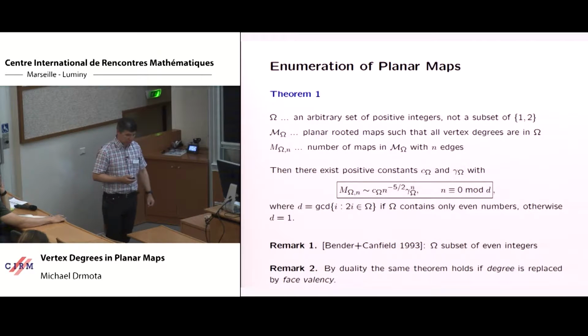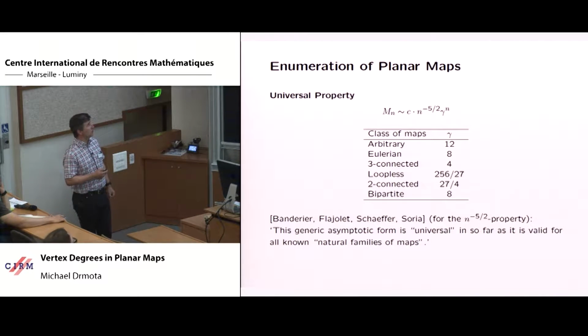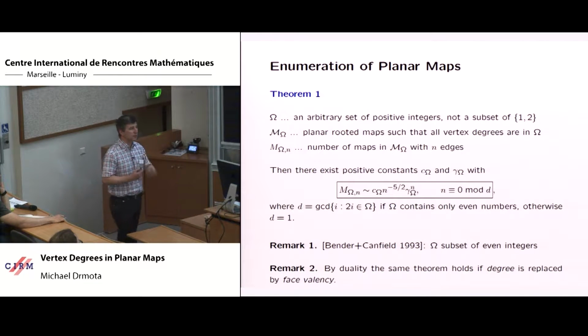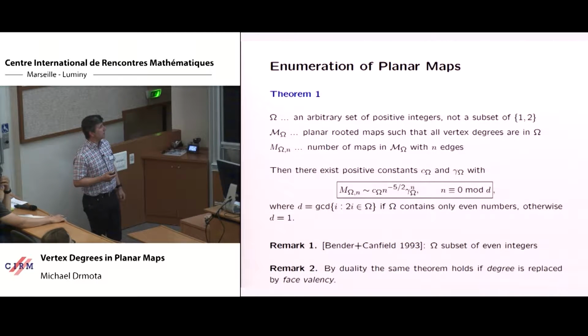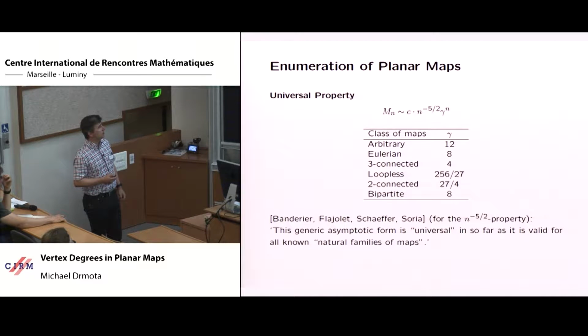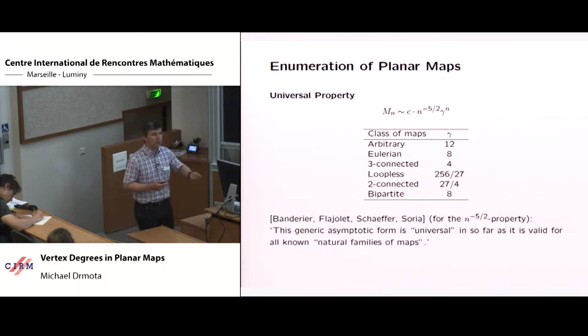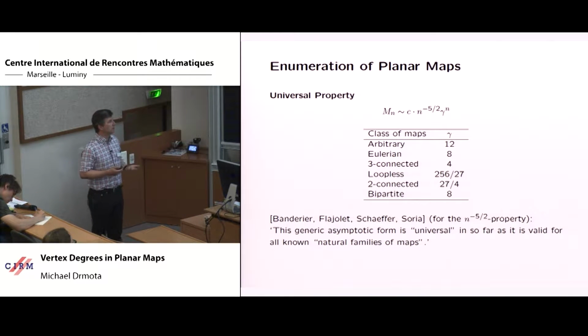What I want to show you first, the first theorem, is to extend this universal property to maps with given degree restrictions. For example, if I consider Eulerian maps, this precisely means that all degrees are even. Okay, you have an Eulerian path if and only if all degrees are even.